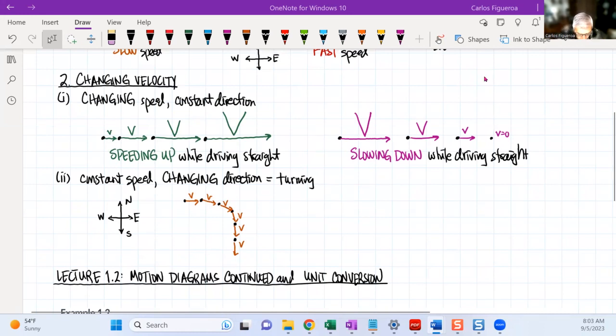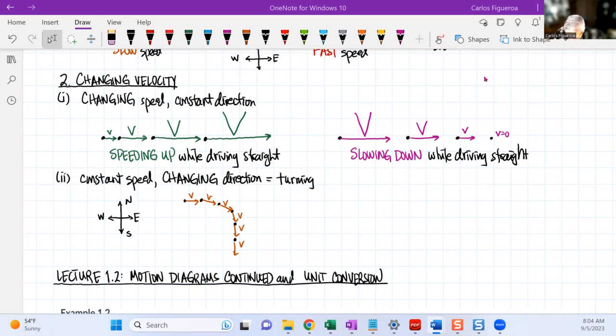Now let's talk about changing velocity. When I change velocity, there are two ways to change it. The first way, I could be changing the speed while holding the direction constant. As I change velocity, you could see that the dots are getting farther apart. That means the displacements are getting larger and larger. As a consequence, my v's are increasing in size, just like my arrows are increasing in size. So therefore, I'm speeding up while driving straight. In this case, I'm driving in the east direction.